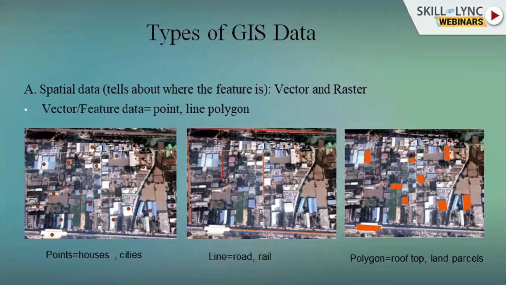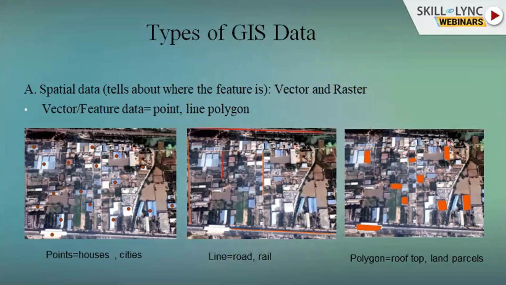Now, in the second image, you can see a few red lines. So what are these red lines conveying? These red lines are conveying information about the road. So in GIS, such type of line feature is used to convey information about roads and the road and rail arrangement of a particular area.